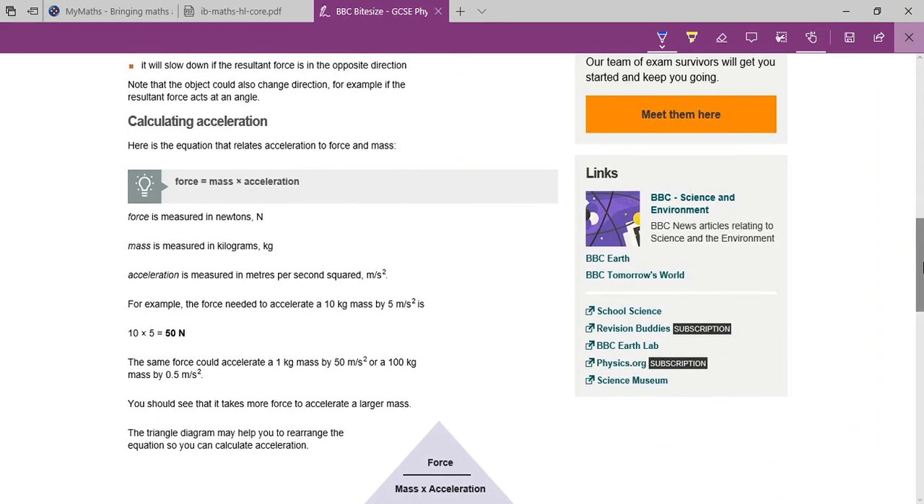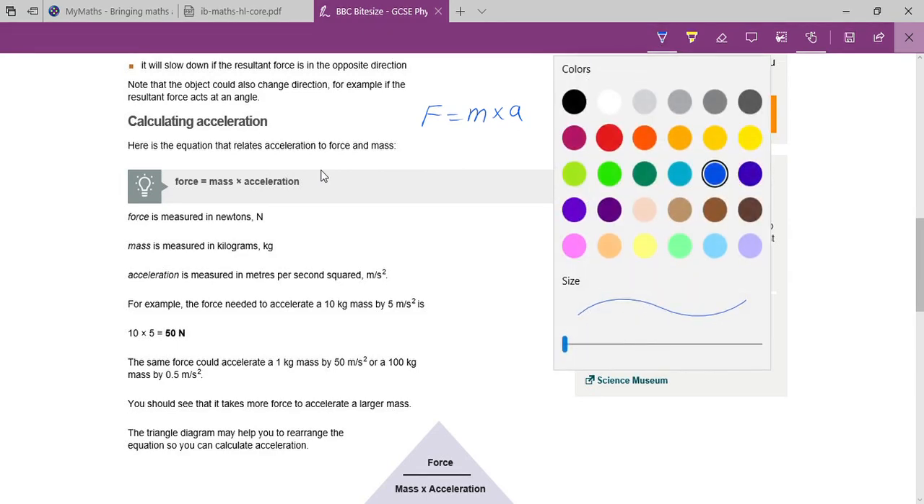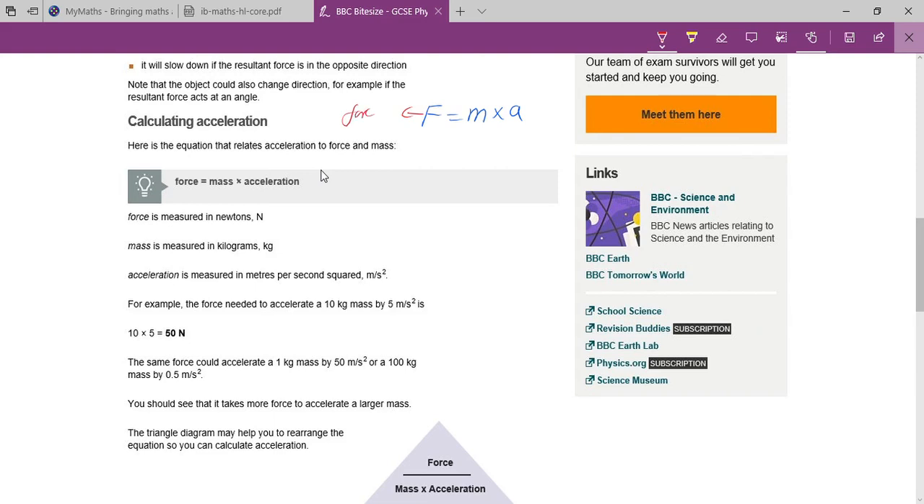Next they are talking about calculating acceleration. So Bita, as I explained to you just before, F equals M into A, where F is your force, M is your mass, and A is your acceleration. Now, if you want to find acceleration, acceleration equals force upon mass, or you can also write A equals F by M. Understand?